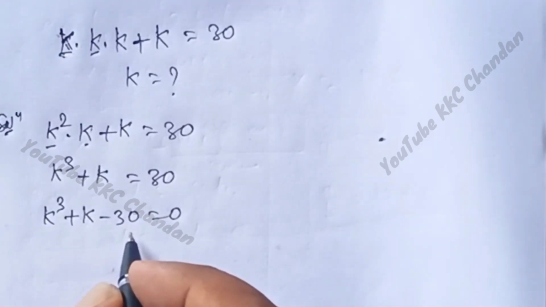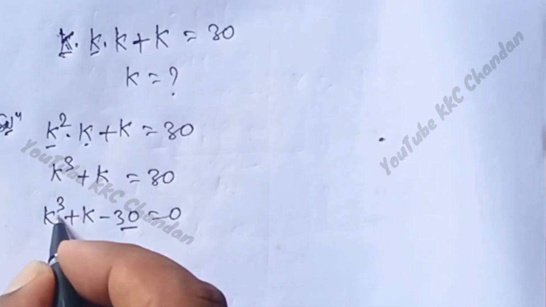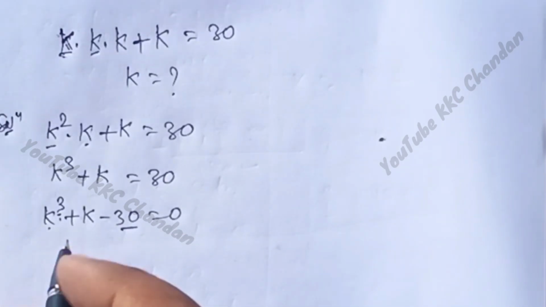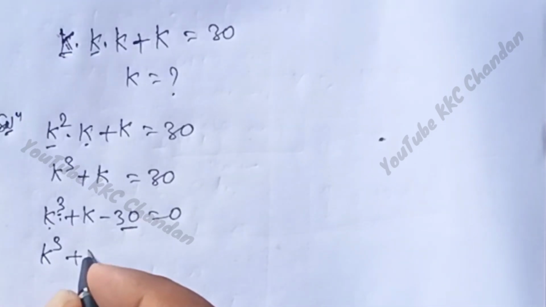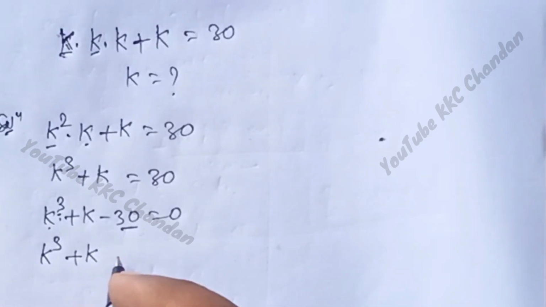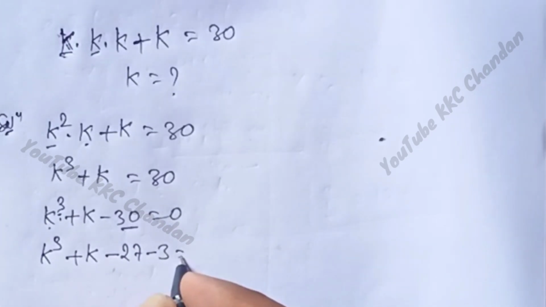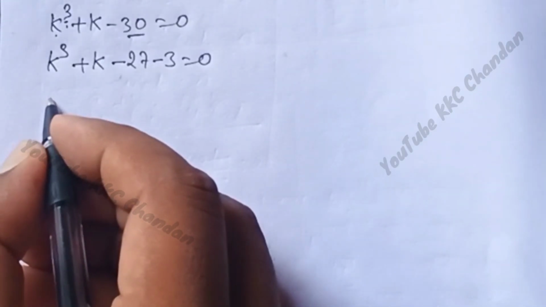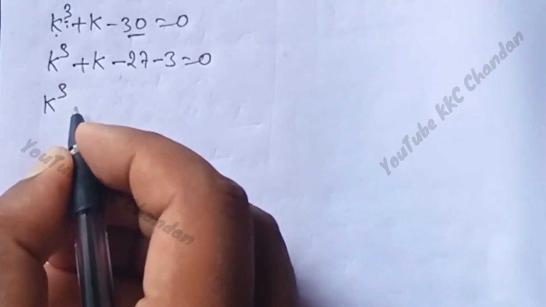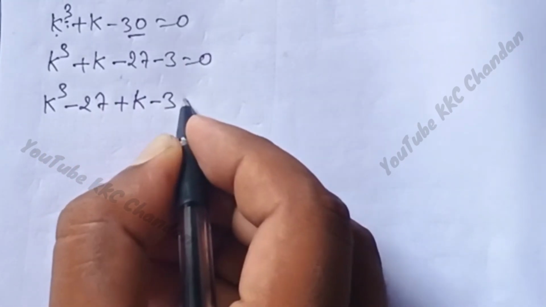After that, we separate the 30 in this step so that we make a cube form. See here, k cube, after that k cube plus k, and 30 will be written as minus 27 minus 3 is equal to 0. After that, k cube minus 27 plus k minus 3 is equal to 0.